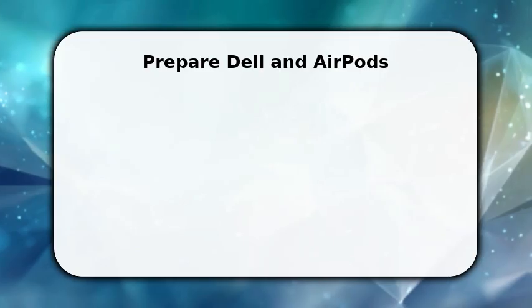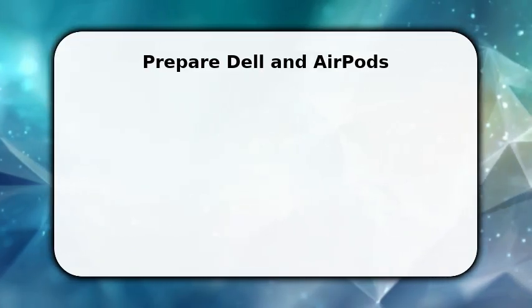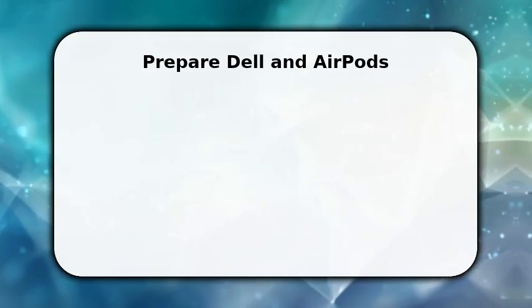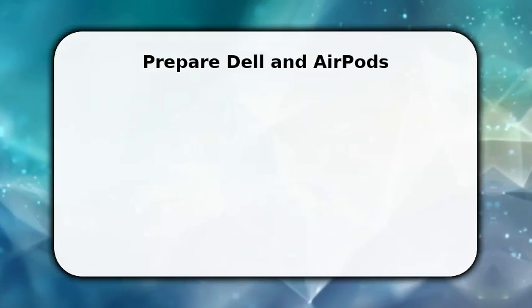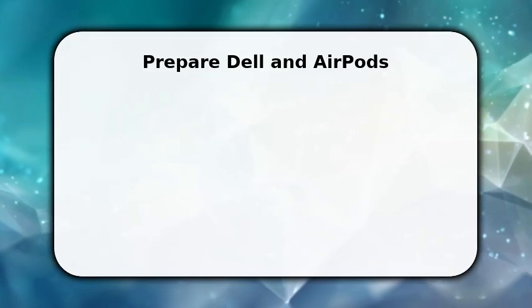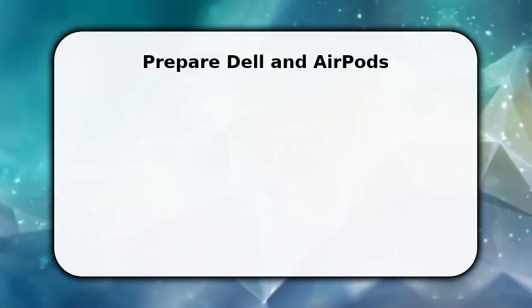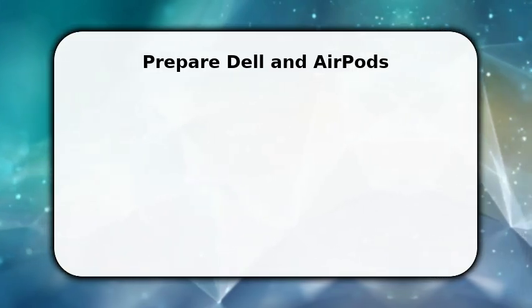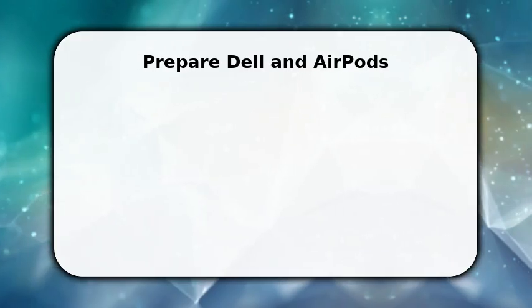You need both devices ready. Charge your AirPods and open the case so they broadcast. On your Dell, make sure Bluetooth is enabled in Settings, Bluetooth and Devices. This activates the adapter and the pairing UI. Once done, click Add Device and choose Bluetooth so Windows begins scanning. You're starting pairing now rather than prepping endlessly.